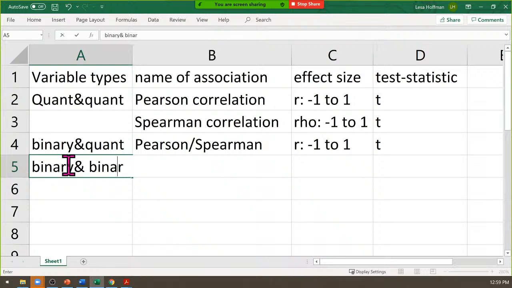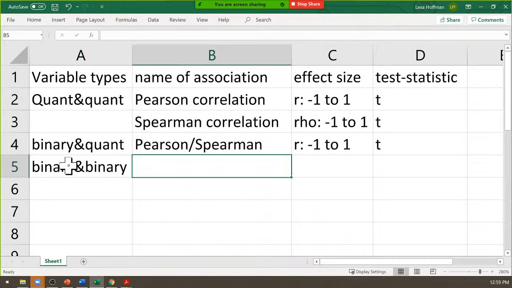Binary and binary. This one actually has two different answers, only one of which we've talked about so far. Could I do Pearson here? I can, but it will be limited. Pearson, I'm going to put limited here.